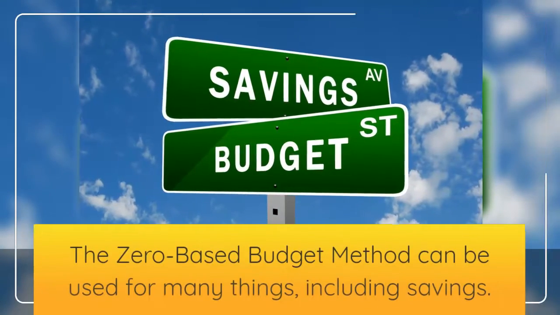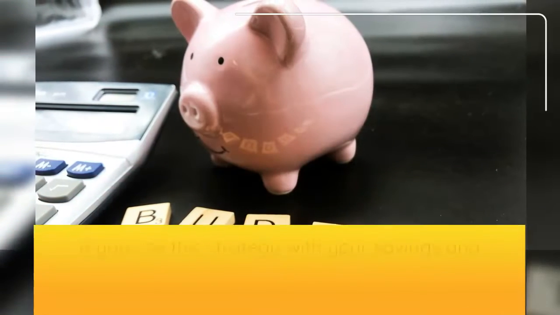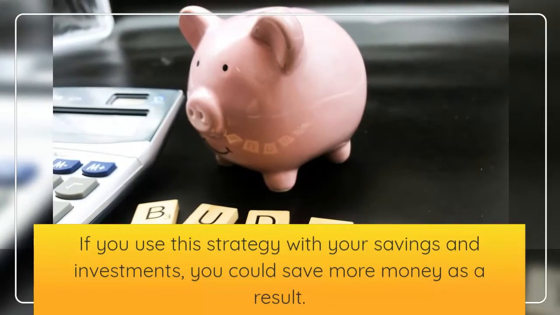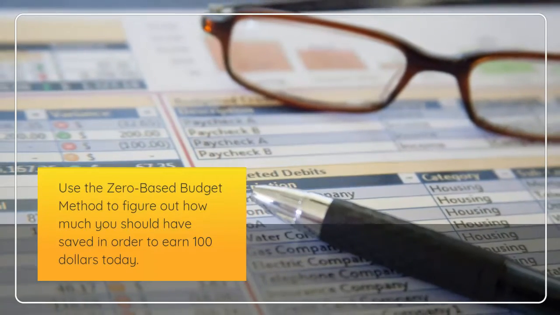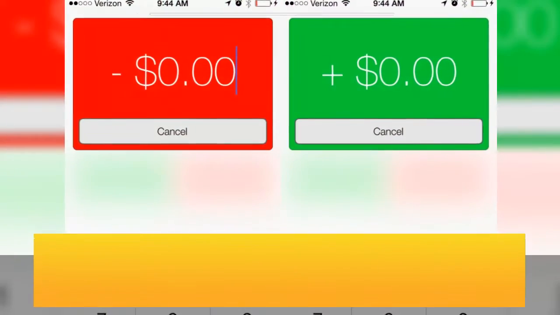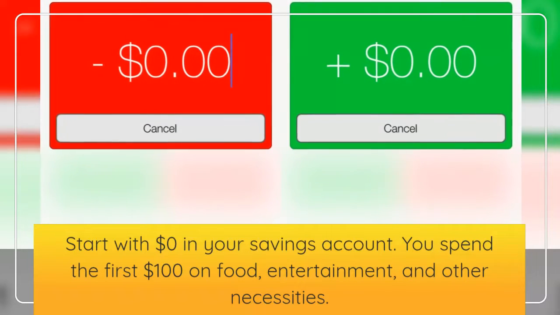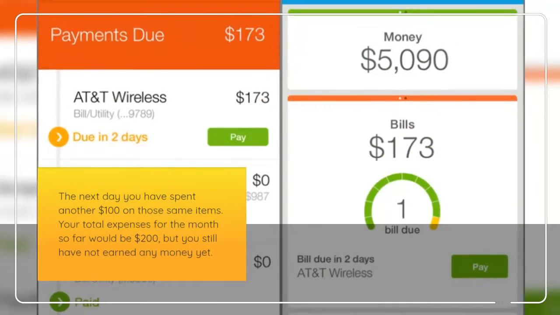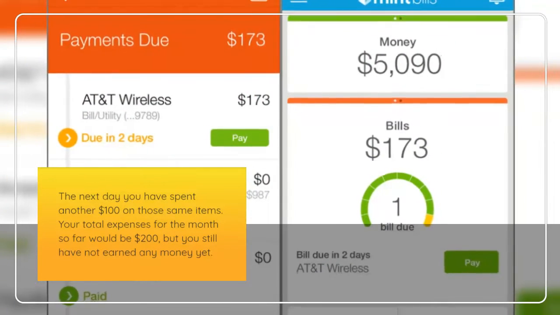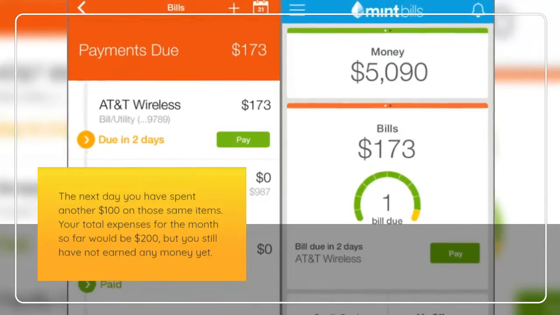The zero-based budget method can be used for many things, including savings. If you use this strategy with your savings and investments, you could save more money as a result. Use the zero-based budget method to figure out how much you should have saved in order to earn $100 today. Start with $0 in your savings account. You spend the first $100 on food, entertainment, and other necessities. The next day you have spent another $100 on those same items. Your total expenses for the month so far would be $200, but you still have not earned any money yet.